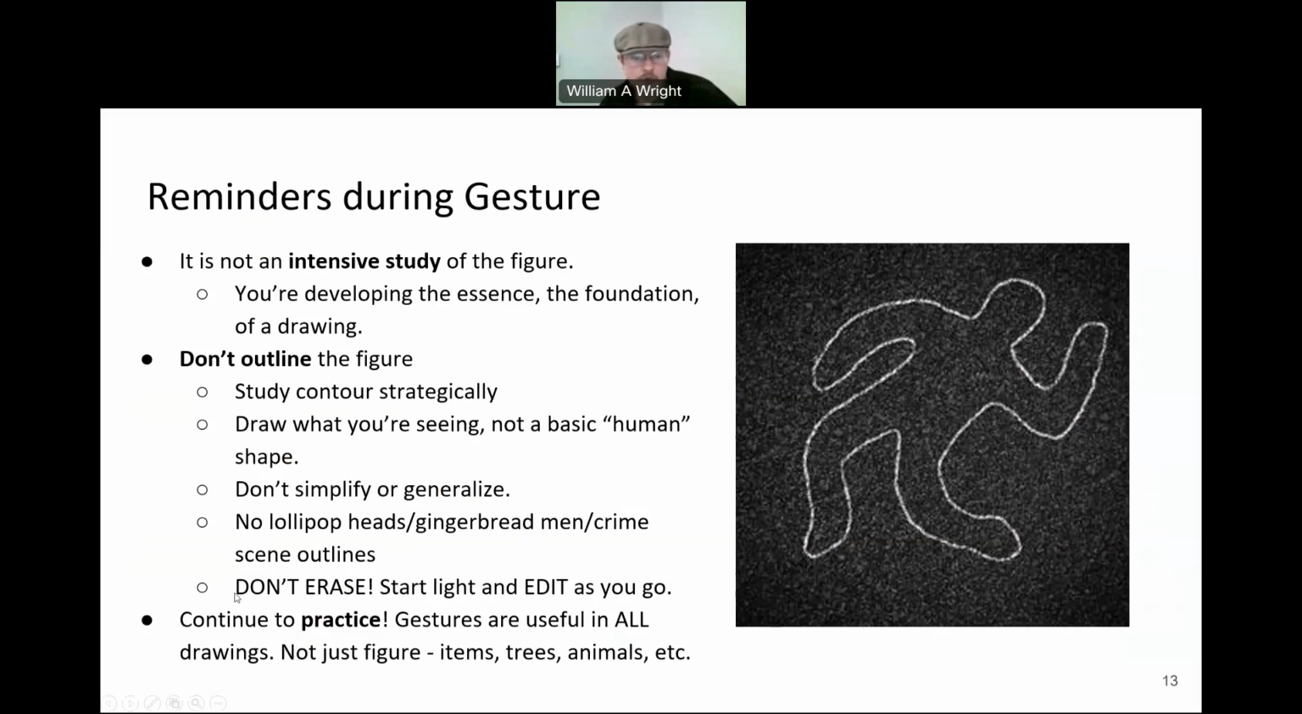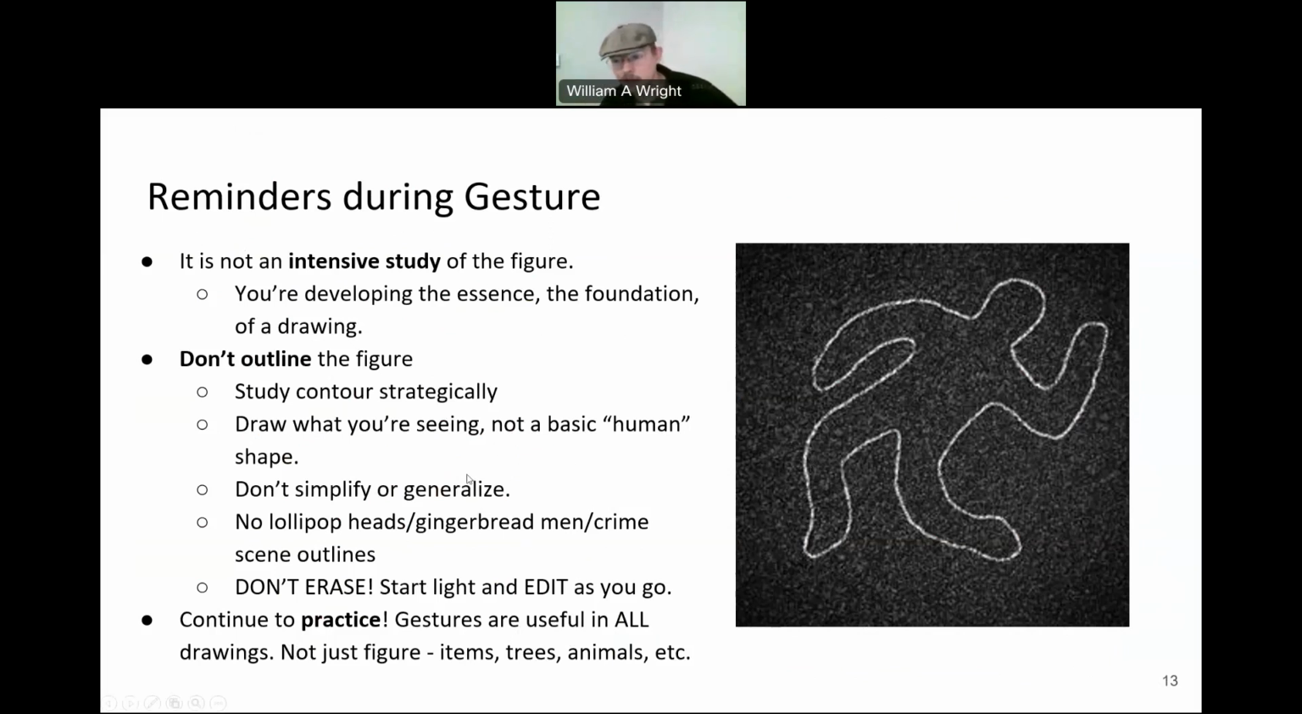Also, right here, do not erase. Start very lightly and edit as you go. You're starting from the inside. Also, just remember, don't start from the outline. That's how you end up with the policeman at the end, or the crime scene outline. You need to start on the inside with the spine, the shoulders, and then start with the values on the inside of the thigh, the values on the inside of the abdomen, and build out to the outer edges.